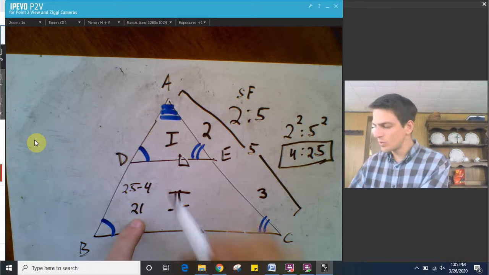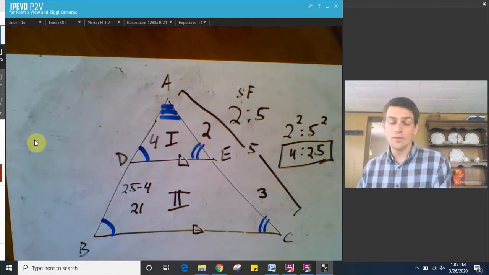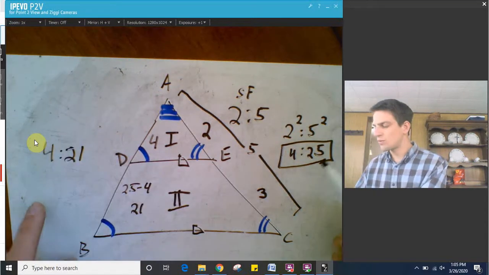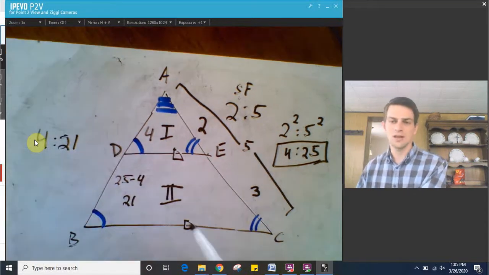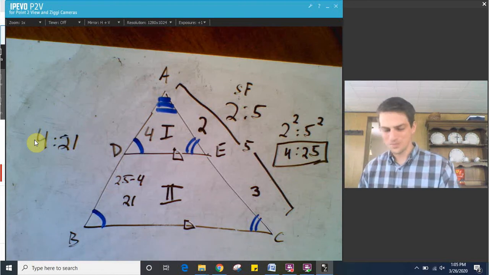So now this one's going to have to be 21, this one's going to have to be 4 because we determined that. And so all of a sudden we have the ratio of the areas is going to be 4 to 21. We just subtracted that 4 away from that whole region to give us the area, I put that in quotes, area of region 2.